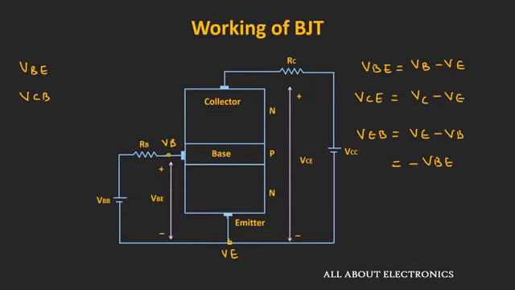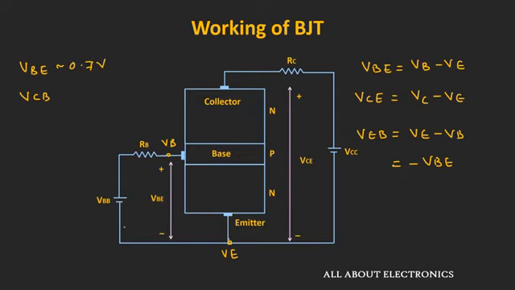Now if you notice over here, this is the PN junction. So whenever this PN junction is forward biased, then the typical forward voltage drop across this diode is in the range of 0.6 to 0.7 volt. That means whenever we forward bias this base emitter junction, then the typical voltage drop between this base and the emitter junction will be roughly around 0.7 volt.